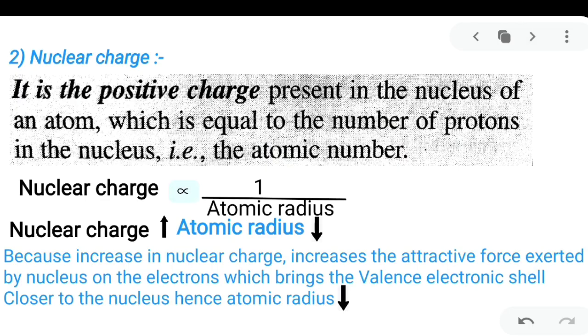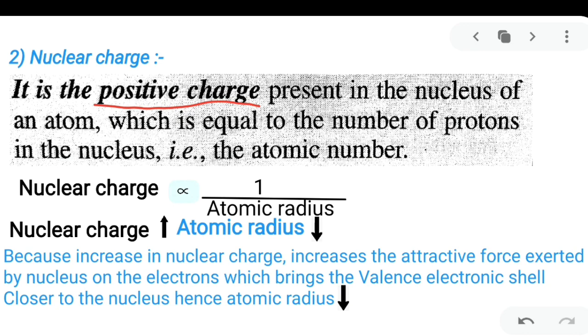Now, let us discuss another factor, that is nuclear charge. It is the positive charge present in the nucleus of an atom, which is equal to the number of protons in the nucleus or atomic number. This means nuclear charge is directly proportional to the atomic number. More the atomic number, more the nuclear charge, because more the number of protons present in the nucleus.